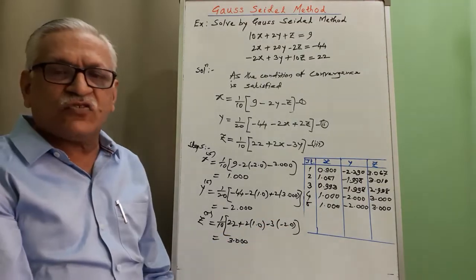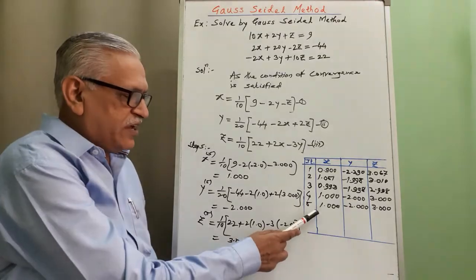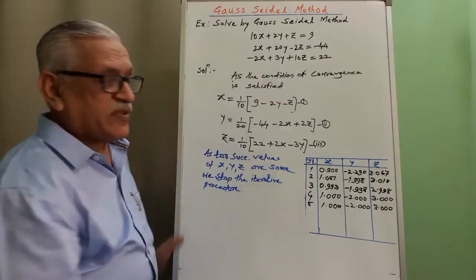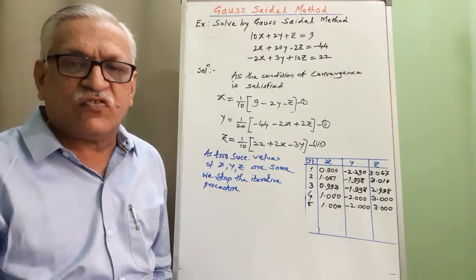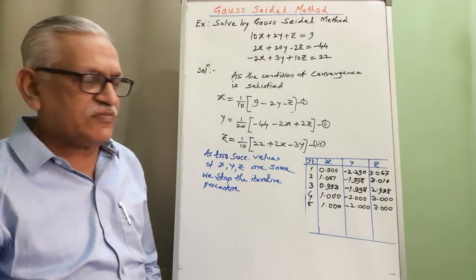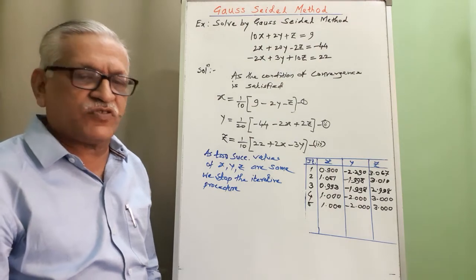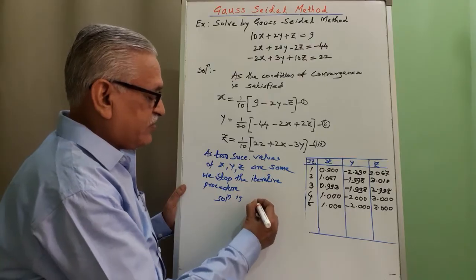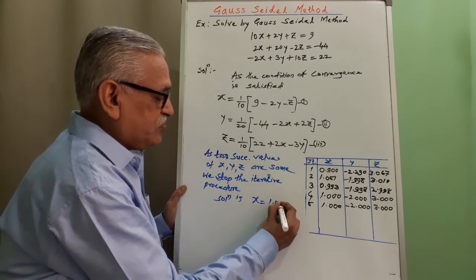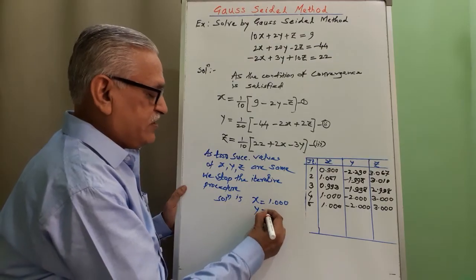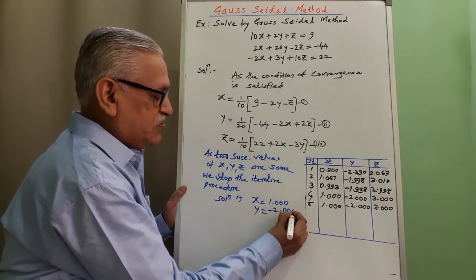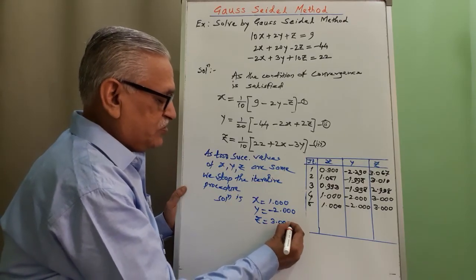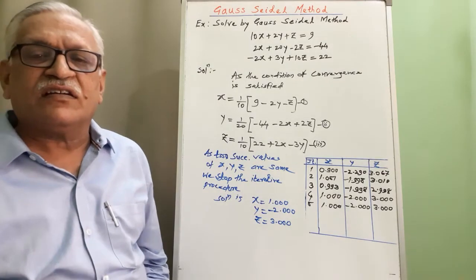Therefore, the final solution by Gauss Seidel method is x equals 1, y equals minus 2 and z equals 3. As two successive values of x, y and z are the same, we stop the iterative procedure. Therefore, the solution is x equal to 1.000, the value of y is minus 2.000 and the value of z is 3.000.